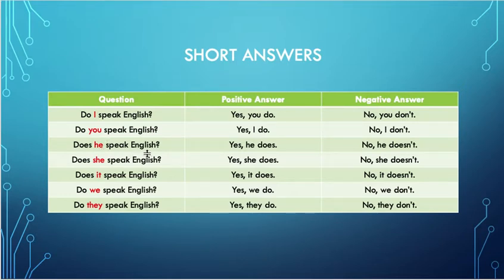Does he speak English? Yes, he does, or no, he doesn't. Does she speak English? Yes, she does, or no, she doesn't. Does it speak English? Yes, it does, or no, it doesn't. Do we speak English? Yes, we do, or no, we don't. Do they speak English? Yes, they do, or no, they don't.